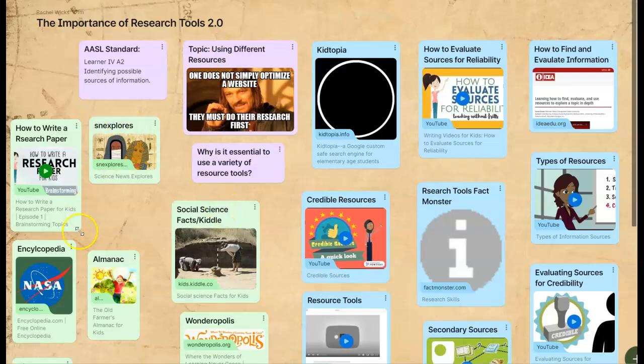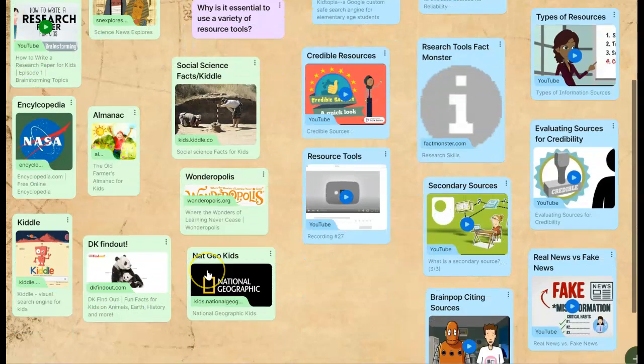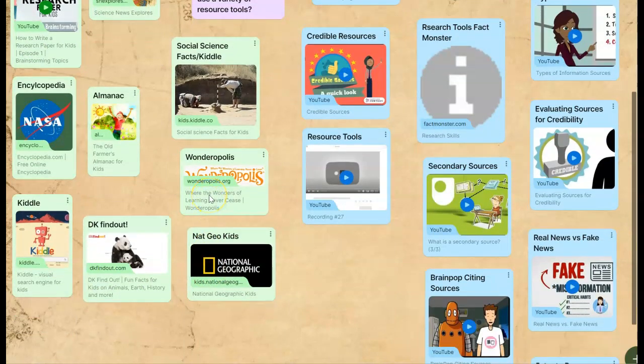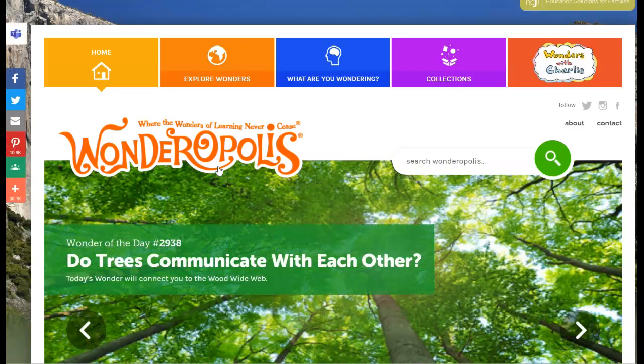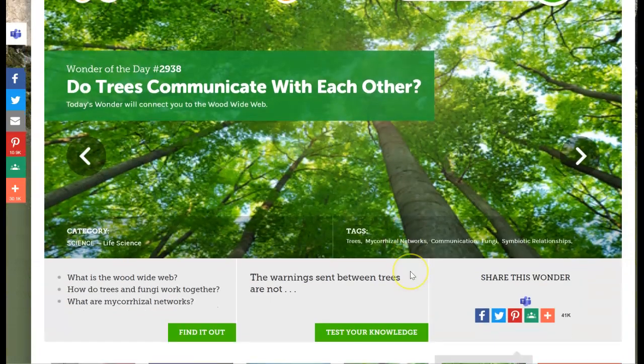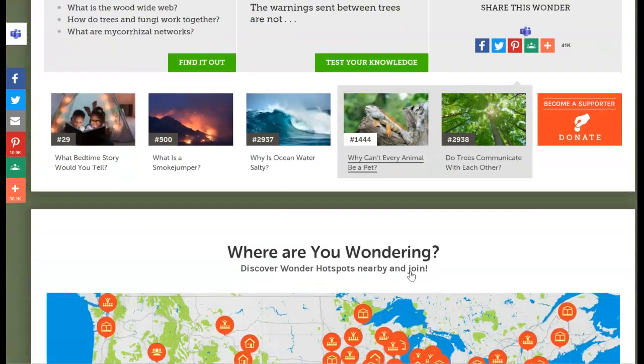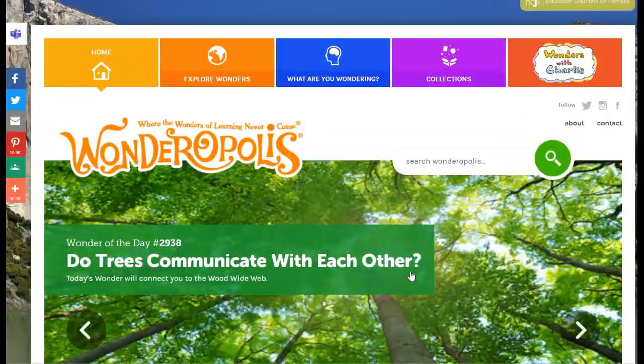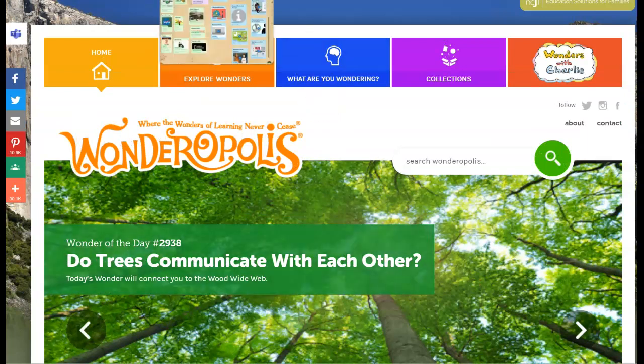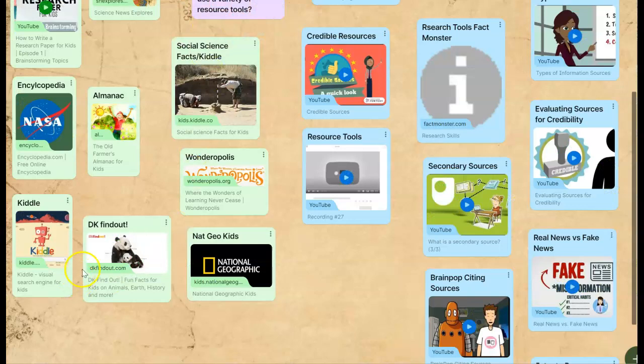So we have looked at these so far. Now let's look at some other options as well. We have Wonderopolis. Wonderopolis is not something you would necessarily use to do your main research. It's an I wonder, or maybe you could explore it, narrow down your topic if you were unsure of things. We have this one right here, DK Find Out.